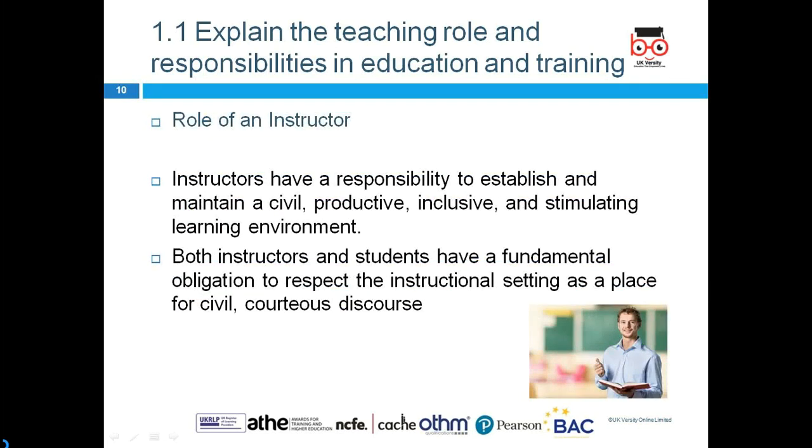Then you've got an instructor, and we're almost to the end of these roles. An instructor is there to establish and maintain a civil, productive, inclusive and stimulating learning environment within an instructional setting. The best way to explain this is, whenever you went for your driving lessons, you'd have an instructor there, wouldn't you?